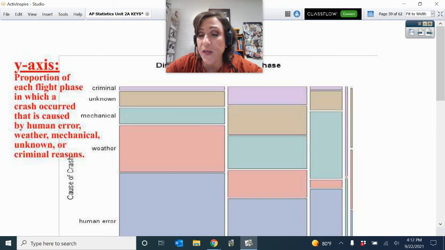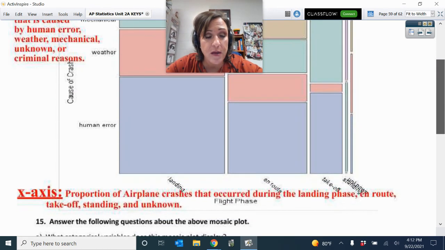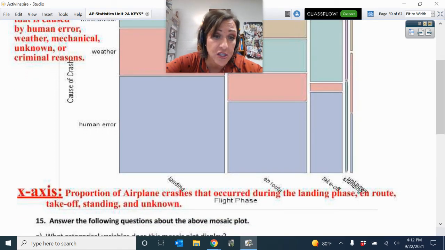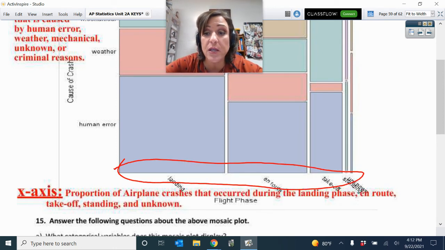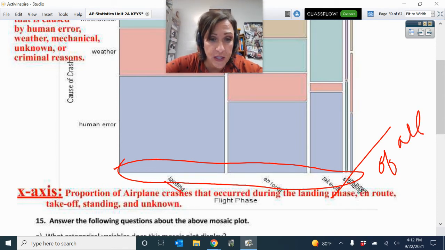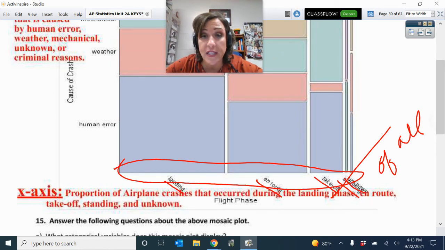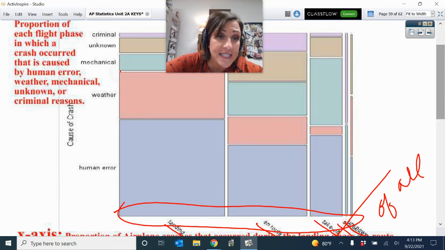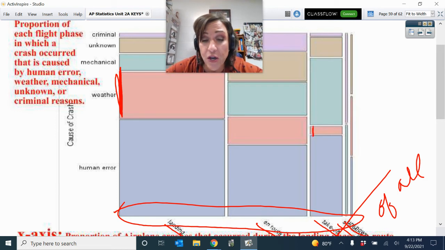Well, let's see if you can transfer that to this problem about the proportion of all airplane crashes. So here's the x-axis, which is marginal. The proportion of all airplane crashes that occurred during the landing, en route, at takeoff, standing, or unknown. Okay, so that's the marginal. Well, let's look at the conditional. So again, see this height here? Much different than this pink height here.